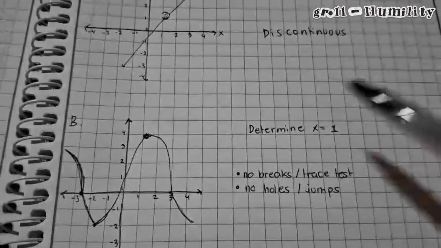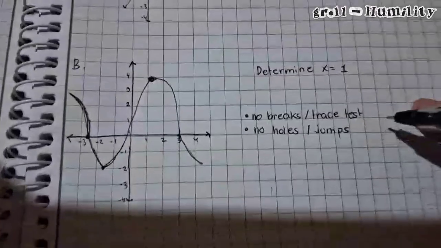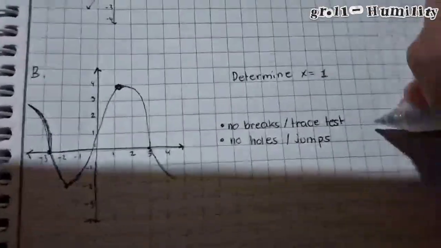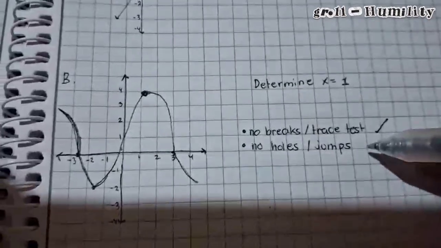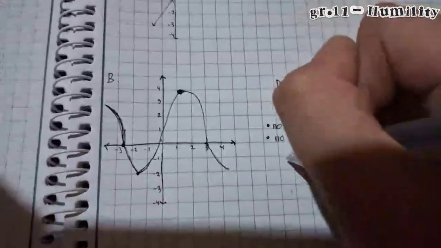In graph B, determine x equals 1. As you can see in the graph, there are no holes. There are no breaks. And you can also trace it with a pencil. There are no jumps and there are no holes. Therefore, we can conclude that this is a continuous graph.